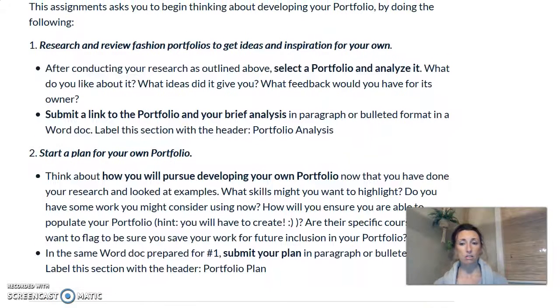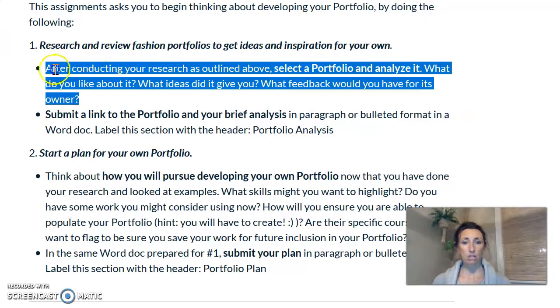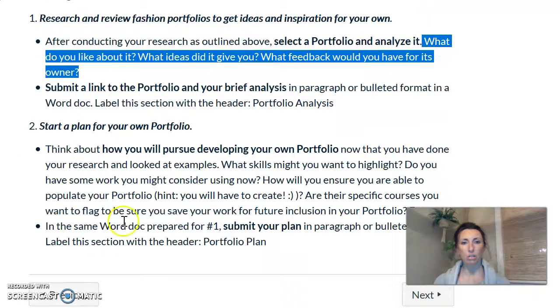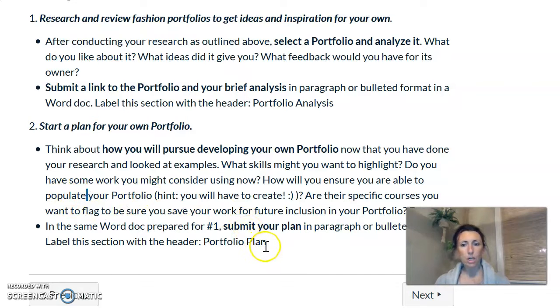So when you get down to the nitty-gritty here, I'm asking you to research and review portfolios. You'll select a portfolio and then analyze it. Okay, so I give you a few directives here on how to analyze it, what to think about. You're giving basically your reaction to this particular portfolio, which really shows me that you have a critical eye, and it's giving you an opportunity to think about what goes into a portfolio and what makes a portfolio effective. And then starting to plan for your own portfolio, right?